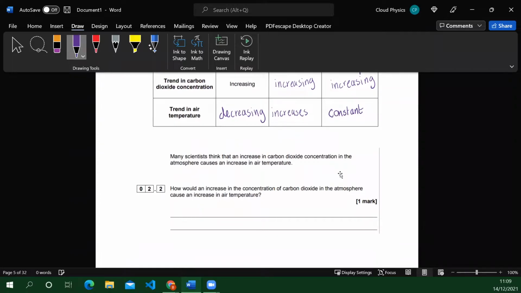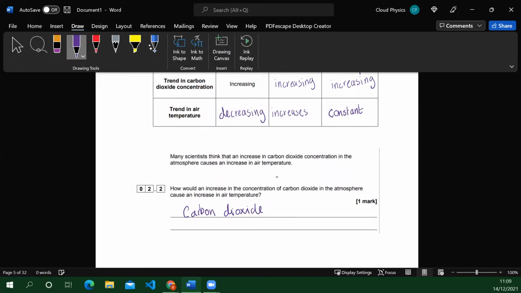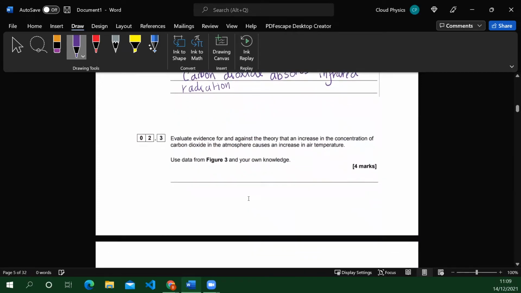Okay, 2 marks. Many scientists think that an increase in carbon dioxide concentration in the atmosphere causes an increase in temperature. How would an increase in concentration of carbon dioxide in the atmosphere cause an increase in air temperature? So we know carbon dioxide is a greenhouse gas. What it actually does, and it's only 1 mark so we don't have to go into too much detail, because this could be quite a complicated question, is it absorbs infrared radiation. It has to be infrared. They won't accept light or anything like that.